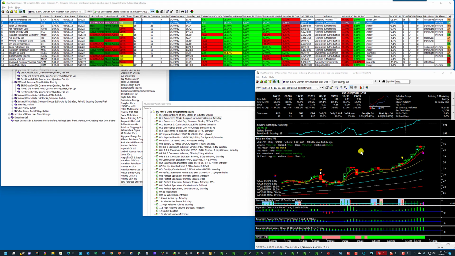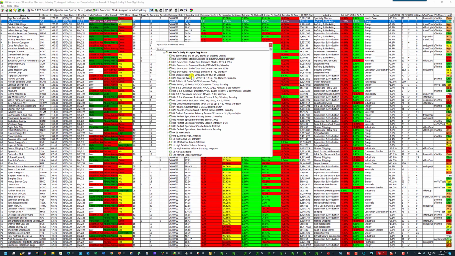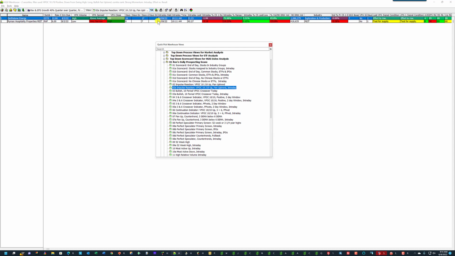What I'm doing with these scans is giving us the ability to find stocks with strong earnings growth, find them quickly, and then apply trigger points. And to do that, what I suggest, and we're not going to find much in here because most of these are gone, but just go into my daily prospecting scans, and this would be what I call my impulse reaction. It looks for stocks that have pulled back from a previous high and may be going again, but you can see they're not going today.